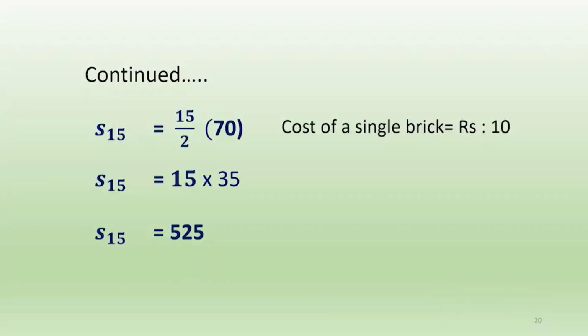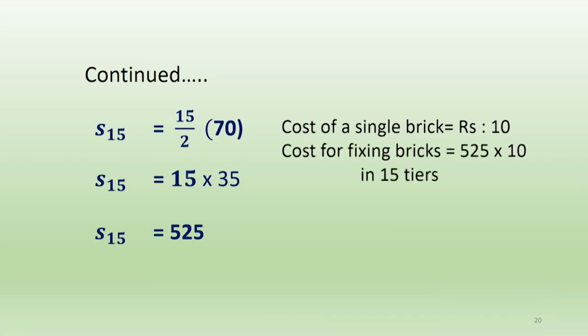Then we can find the cost of 525 bricks. How do we find that? We have to multiply the price of 1 brick and the total number of bricks together. So we got the answer 5,250. So we have to spend 5,250 rupees to fix the bricks up to the 15th year.